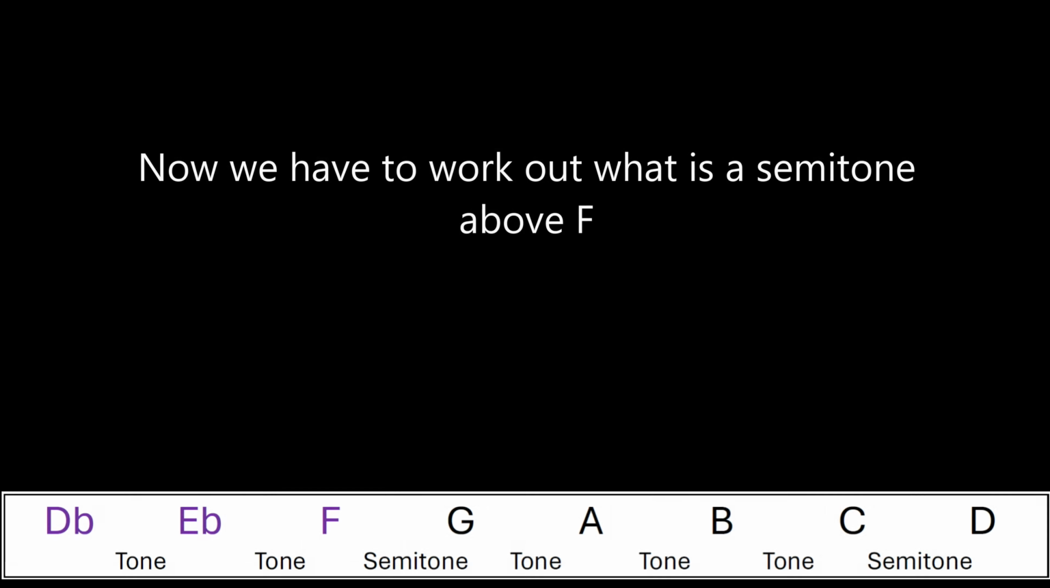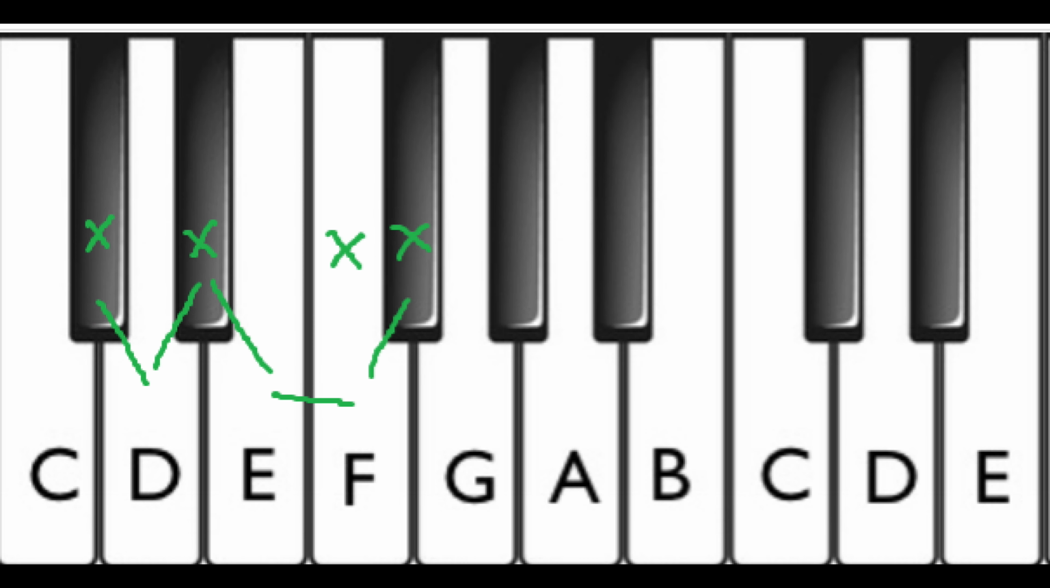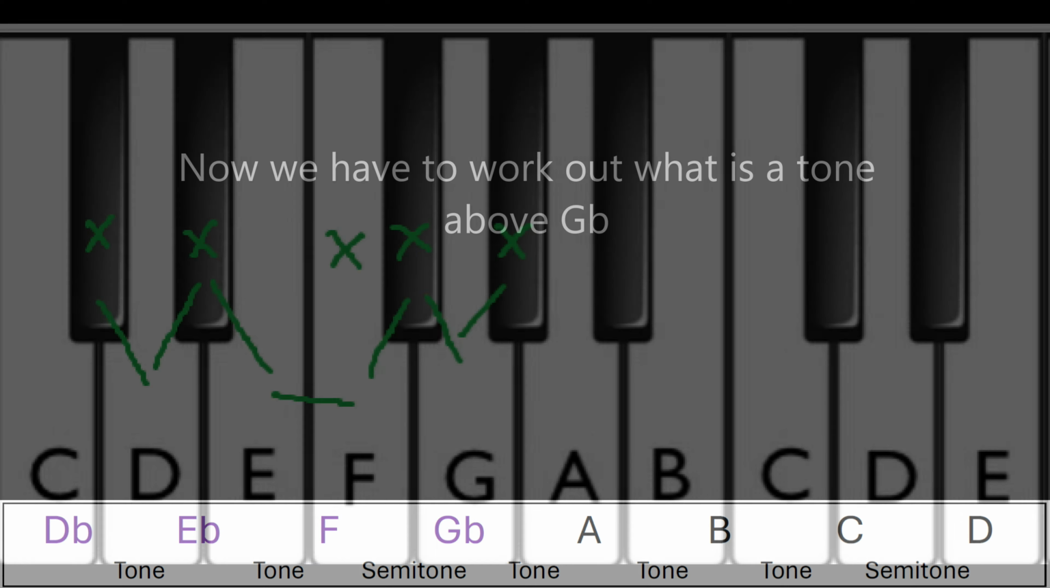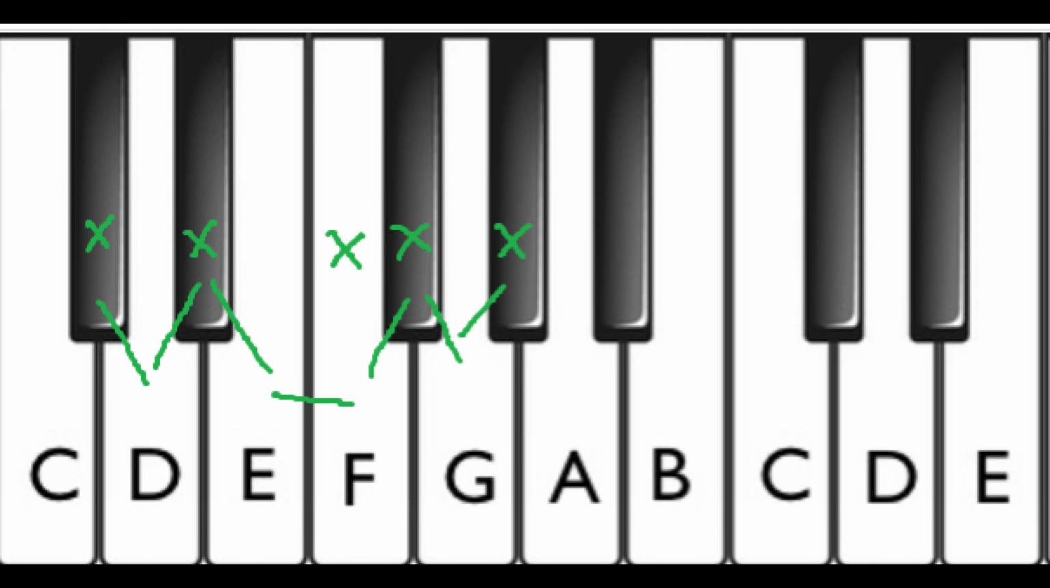Now, a semitone above F, that's 1 step. Let's have a look. It's a G flat. Don't call it an F sharp. It's got to be called G something. Otherwise, we break the rule of the alphabet. A tone above G flat. Go up 2 steps. It's an A flat.